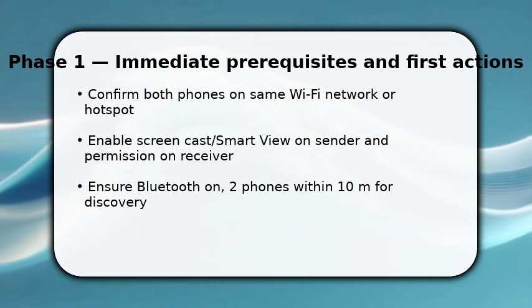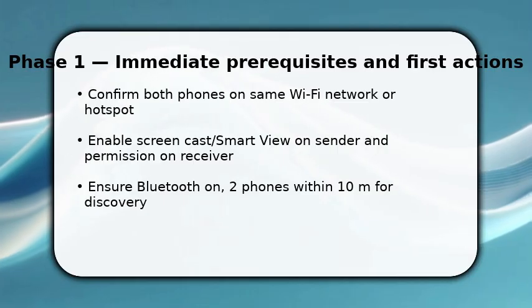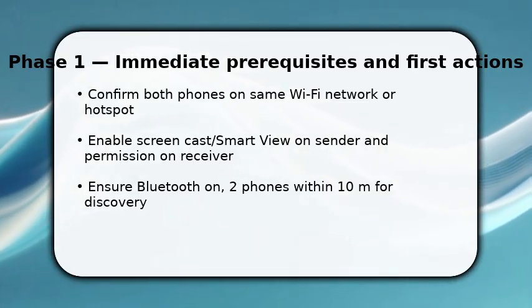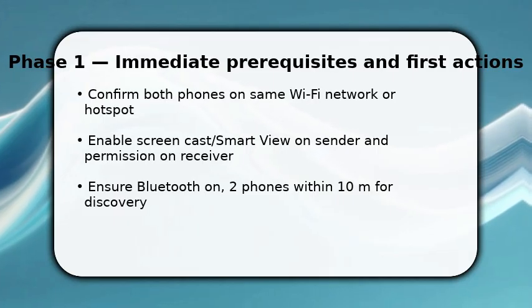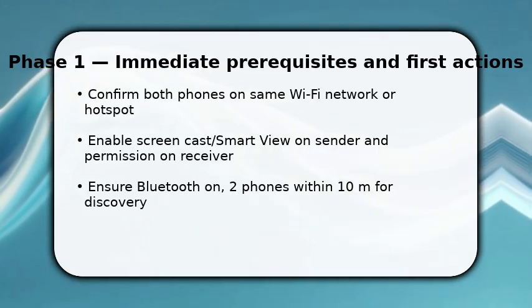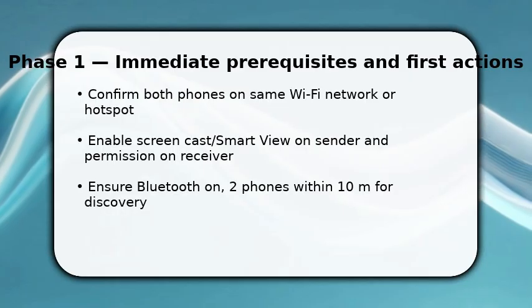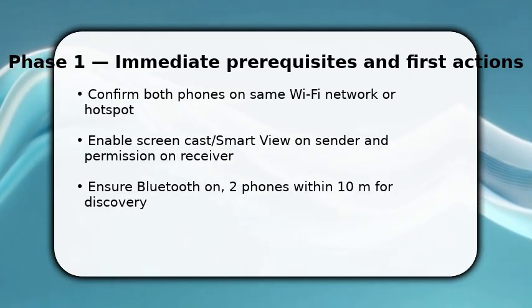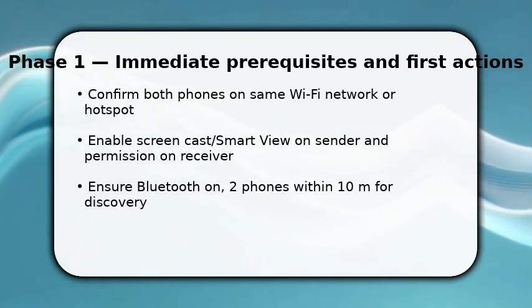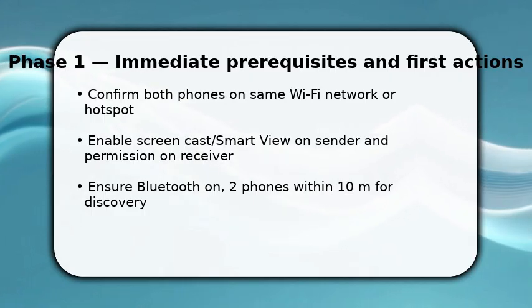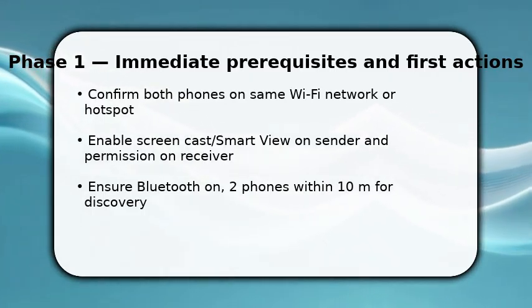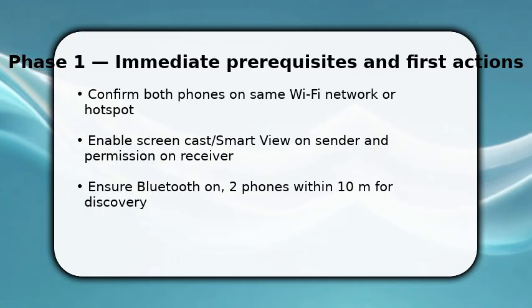You start by preparing both phones, enable Wi-Fi and Bluetooth, and open the screencast or Smart View control on the sending device. Because Discovery relies on local services, make sure both phones are on the same network or one creates a hotspot. This reduces latency and prevents routing through the internet. Once done, grant any prompt permissions on the receiving phone so the sender can find it.